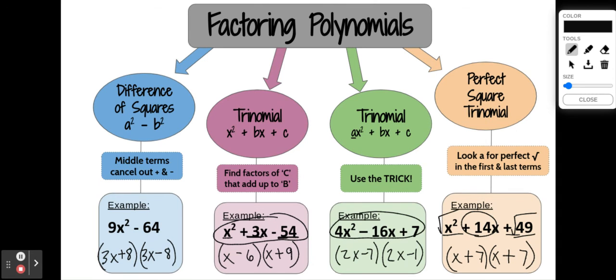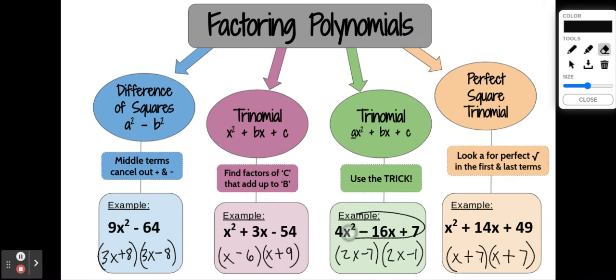Okay, so this one actually comes from the square of a binomial, because this is really the same thing as x plus 7 squared, isn't it? Do you remember that one? Yes. So of course, I can always check my answer by foiling. I can multiply the x plus 7 times the x plus 7 and double check that I have that right.